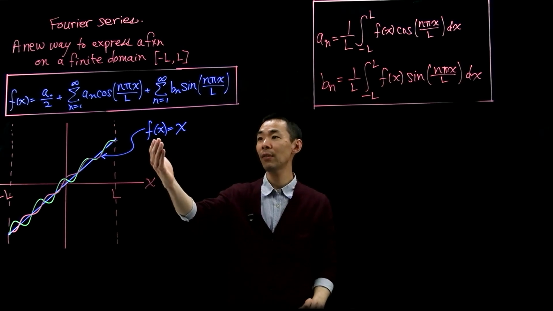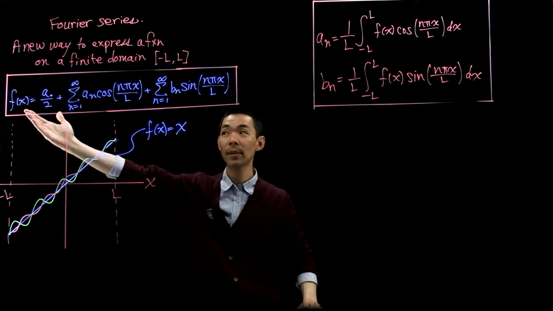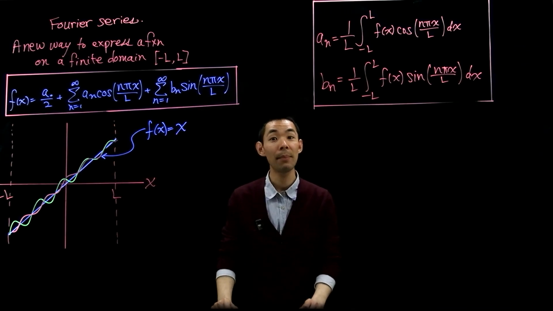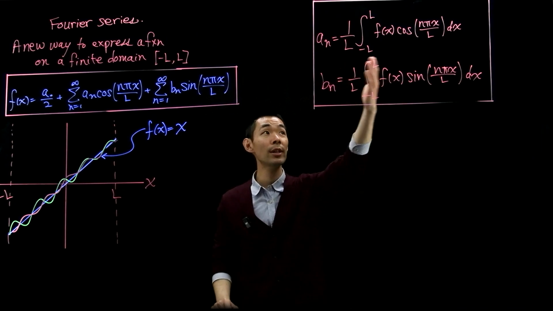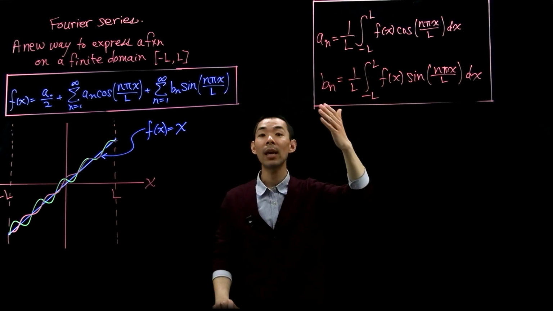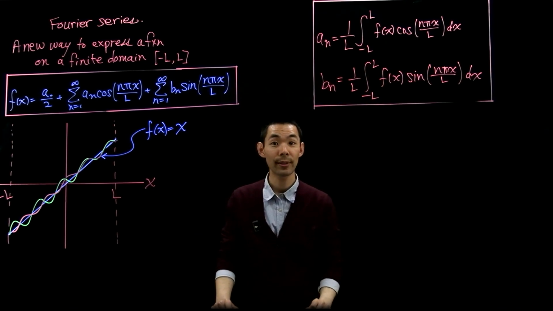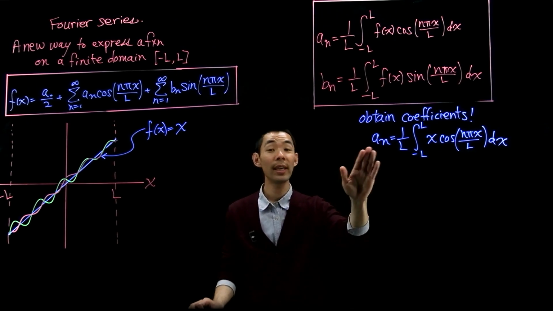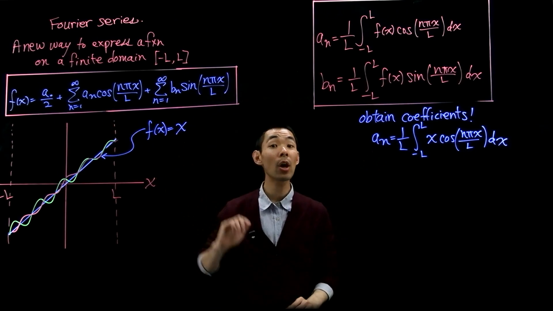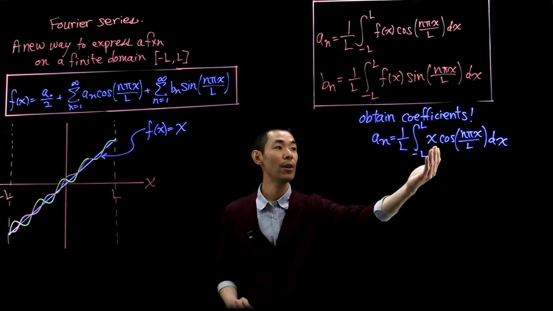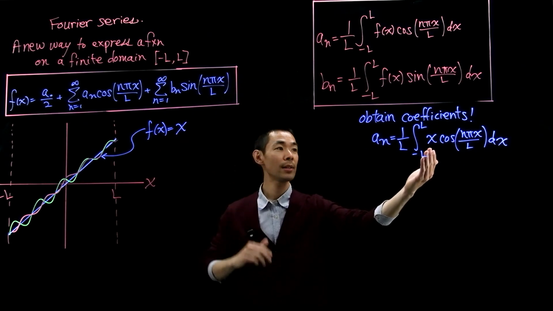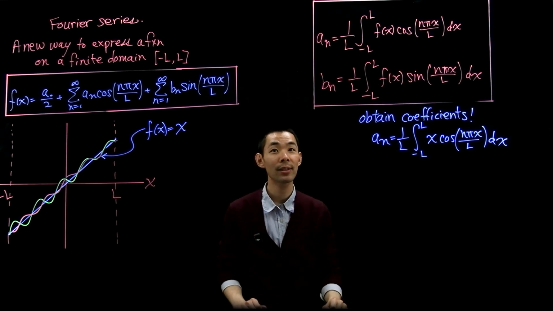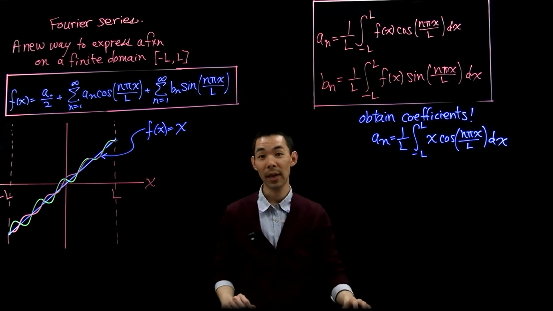We have some function f of x, so the left-hand side is x. We want to obtain the weights, the coefficients, a sub n and b sub n. Now we have two expressions here for a sub n and b sub n that we can now use. The first coefficients are the a's, which correspond to the cosines. We just take our function f of x, substitute it into this top expression, times cosine n pi x over L, integrated from negative L to L.